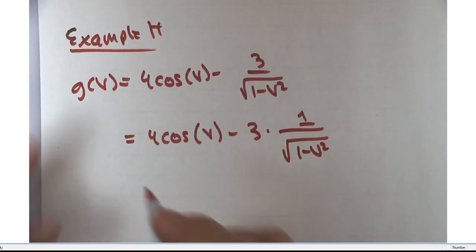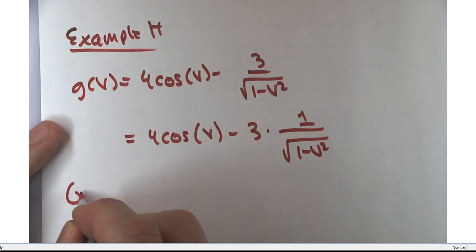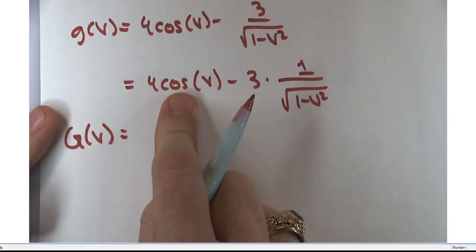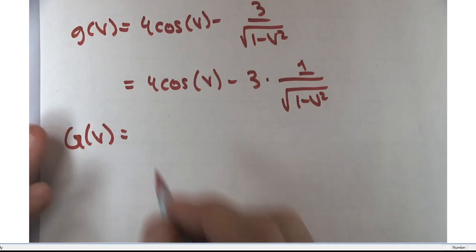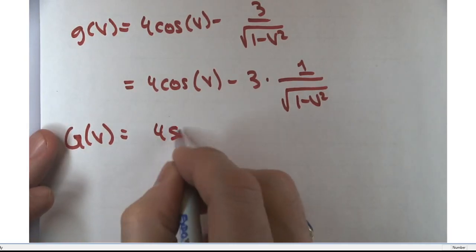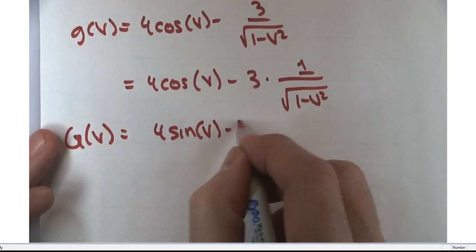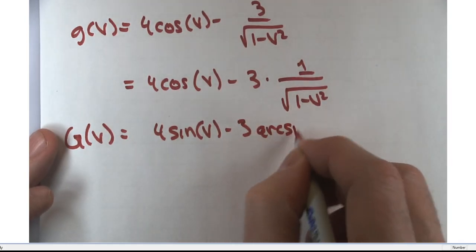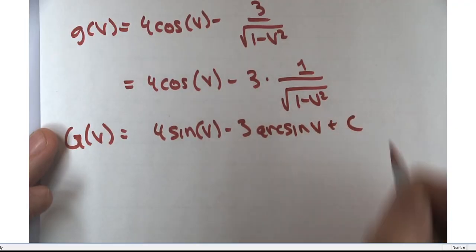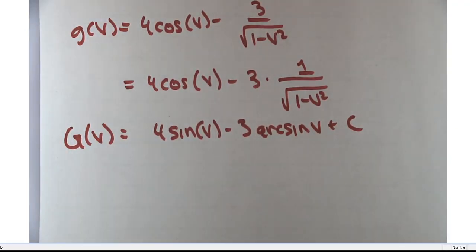So we can do capital G of V is going to be, well, let's see. We got to work backwards. What do you differentiate to get a cosine? Sine. Do I need a negative there or no? No, I don't need a negative. Minus 3 times the arc sine of V plus your constant. Nice, nice.